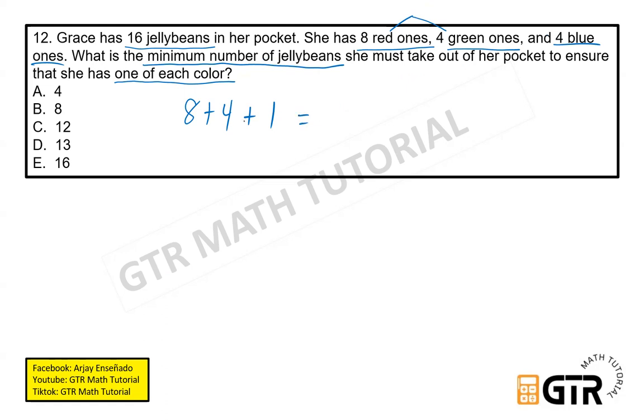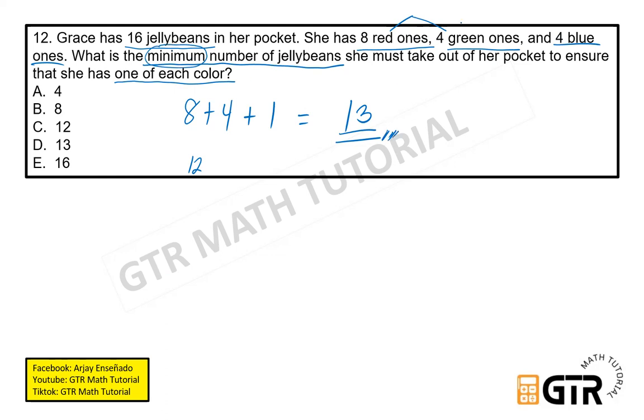So, the answer to this is 13. Okay? So, explain natin ulit bakit naging 13. Kasi kapag 12 lang, kapag kumuha lang siya ng 12, posibleng makuha niya yung 8 red ones tapos yung 4 green. So, pag meron siyang 8 na red at 4 na green, wala pa siyang blue. Or pwede namang 8 na red at 4 na blue, wala pa siyang green. So, para magkaroon siya ng one of each color, ang minimum na makuha niya ay 13 dapat.